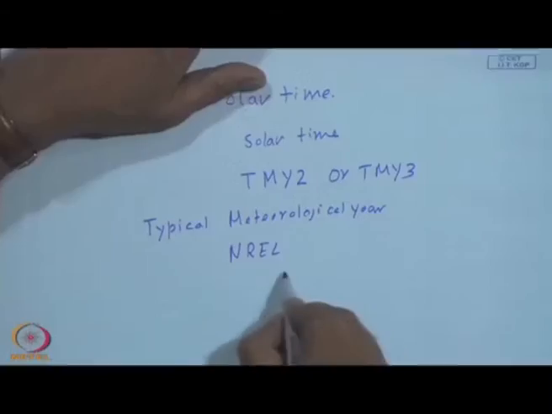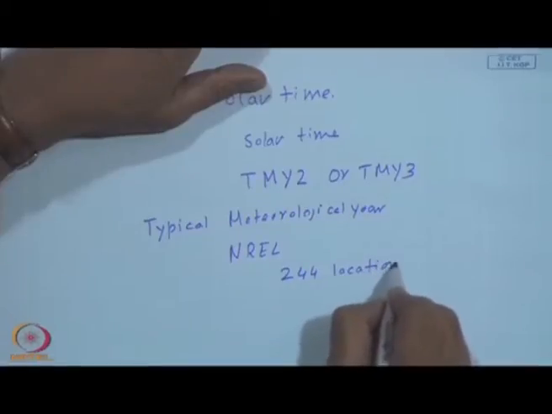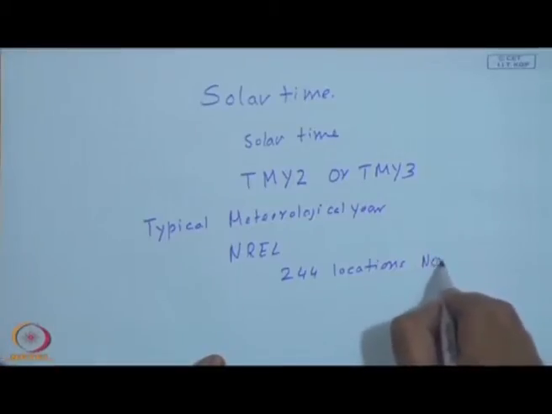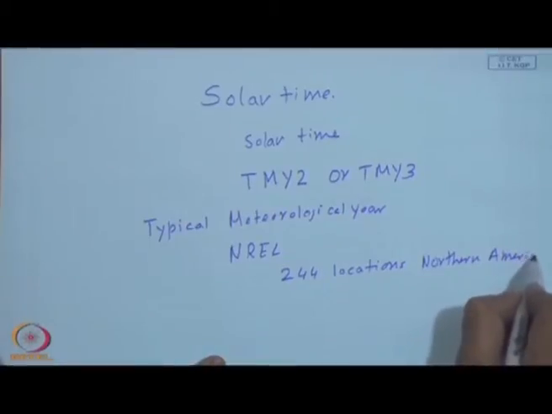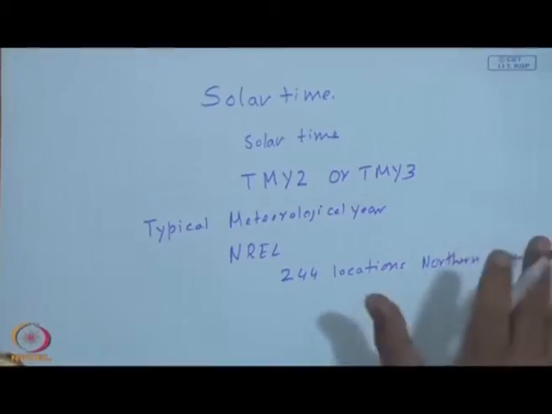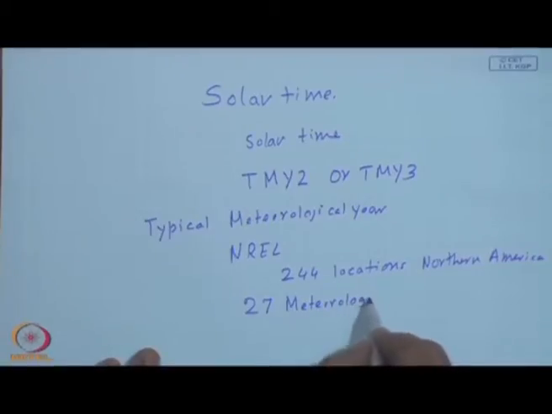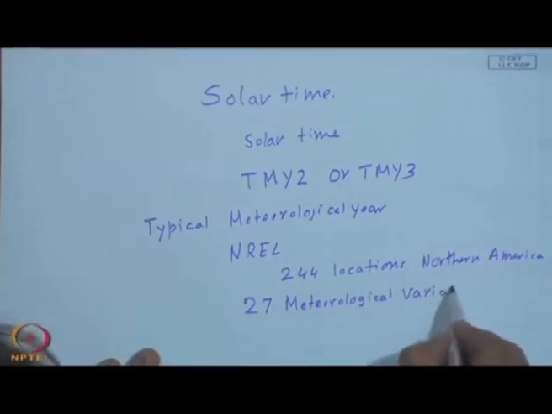This has got 244 locations of Northern America, and Canada. I think if I say Northern America, Canada is included, right. So, you have about 244 locations, and this is 27 meteorological variables. I can't list all of them, okay, by memory. You have to see that.